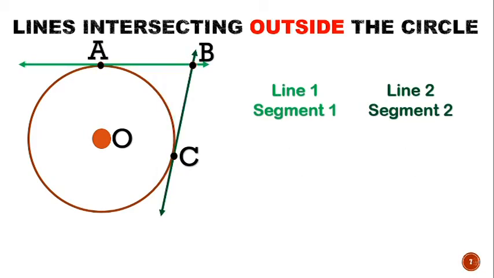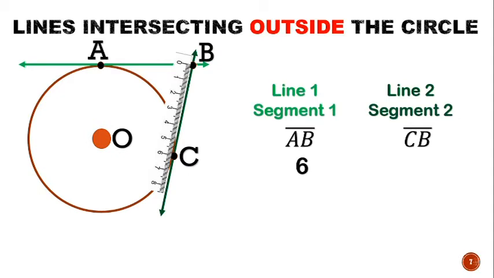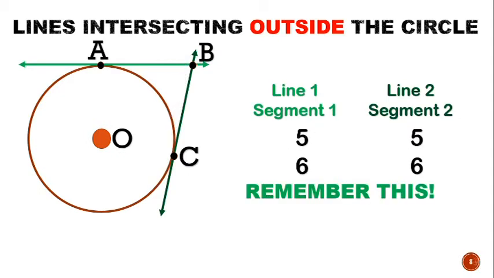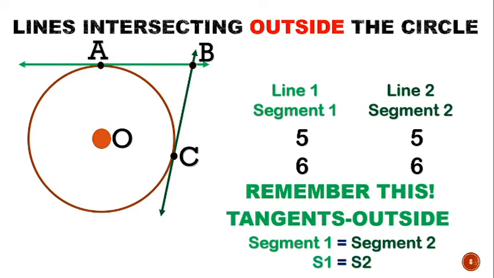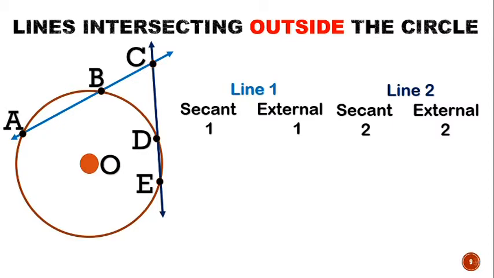Let's have another example. So this time we will have segments AB and BC or CB. What about their measurements? It's 6 and another 6. So what can we say? For tangents intersecting outside the circle, segment 1 is always equal to segment 2. So the lengths of the segments will always be the same. So S1 equals S2.